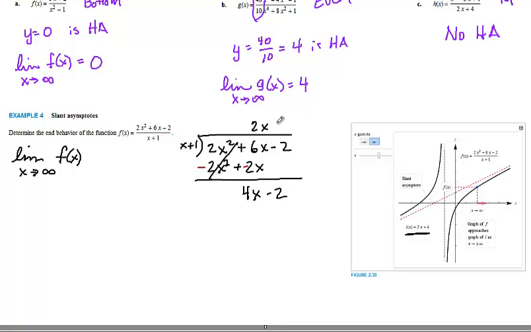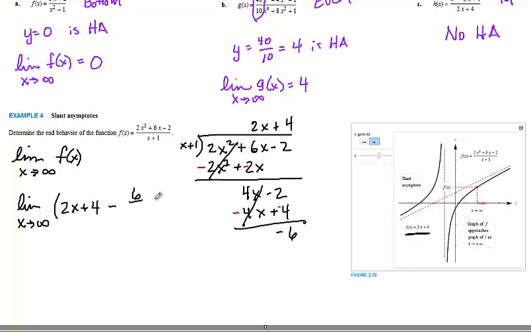x goes into 4x plus 4 times. Multiply 4x plus 4. Then I'll subtract. Then I'll add again, just as I do in regular division, minus 6. What I have left, because I've done this division, is the limit as x goes to infinity of 2x plus 4, and then minus still this 6 over x plus 1.